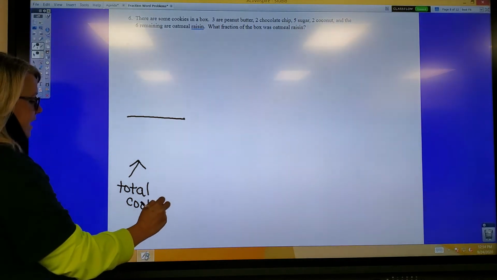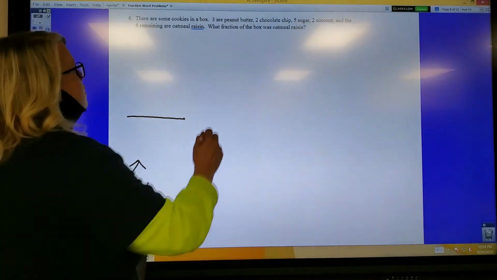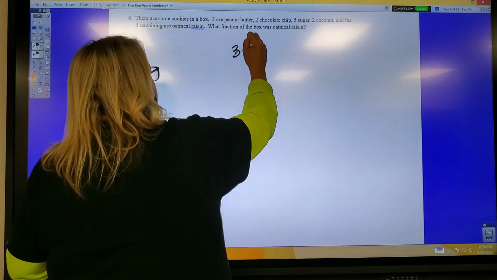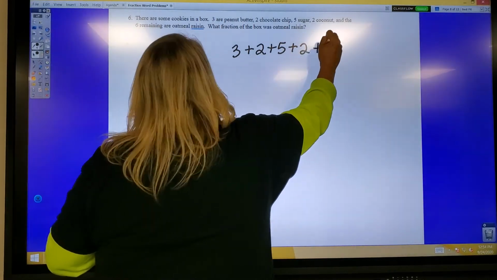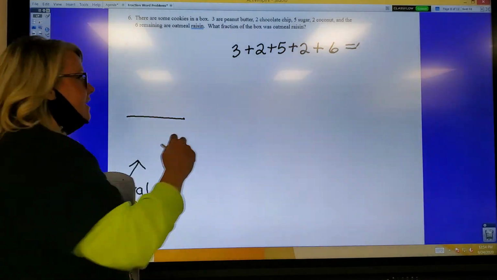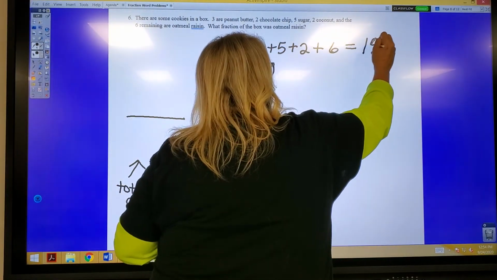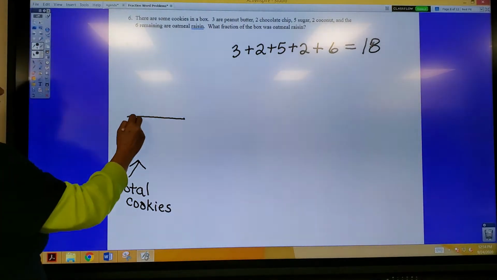How can I figure out how many total cookies we have in this box? 3 plus 2 plus 5 plus 2 plus 6. Good, we're going to add up the different types of cookies. So 3 plus 2 plus 5 plus 2 plus 6. So how many is that? 18. 18, very good. Remember, you get to use a calculator, so no one should be making any errors on that.